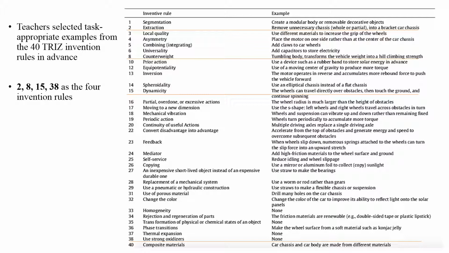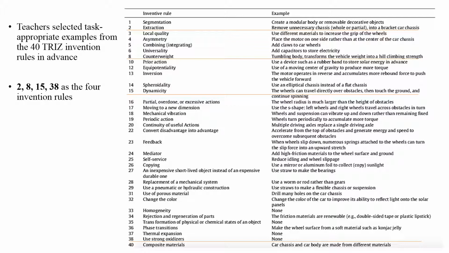And then we move on to the 40 inventive principles or alternatives that will help us solve those contradictions. Teachers or professors selected task-appropriate examples for the 40 inventive principles of TRIZ ahead of time. So the teachers or professors involved in the research gave some examples of what you will do after you identify the inventive principles. They provided examples for the students to follow regarding improving the contradictions. So we have number 2, number 8, number 15, and number 38. Let's look at them one by one.